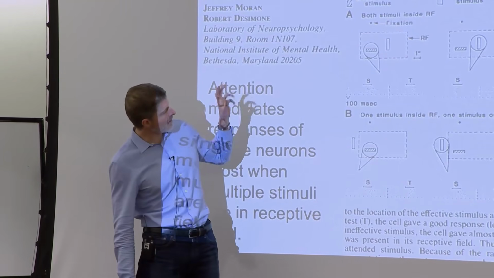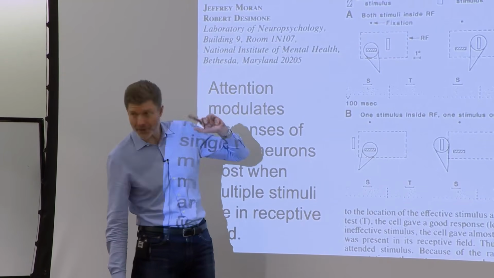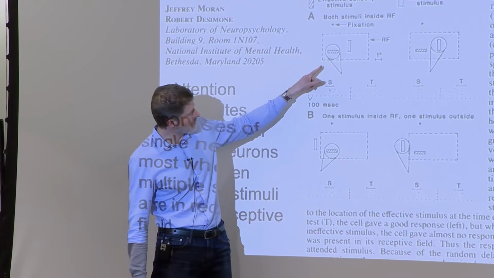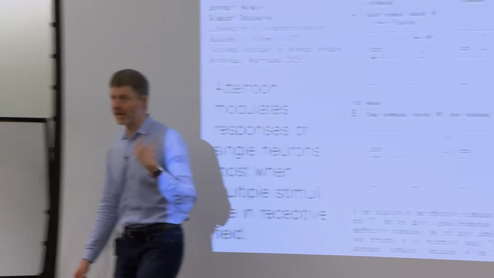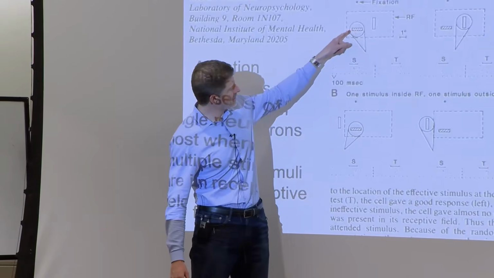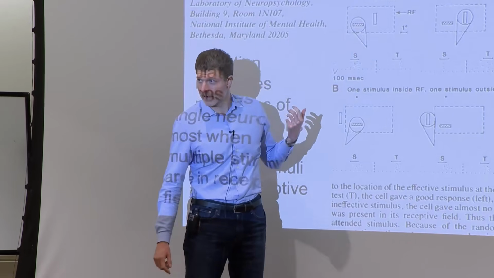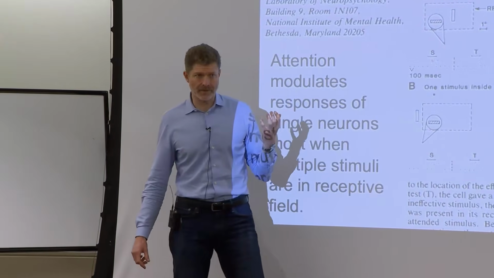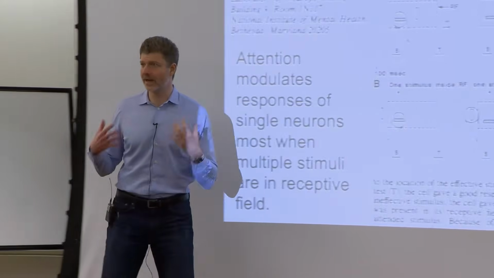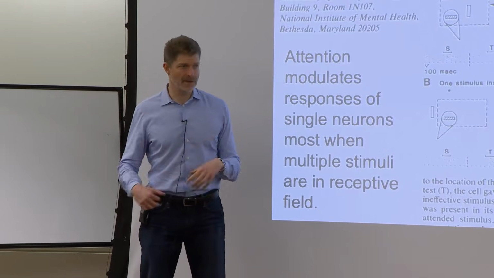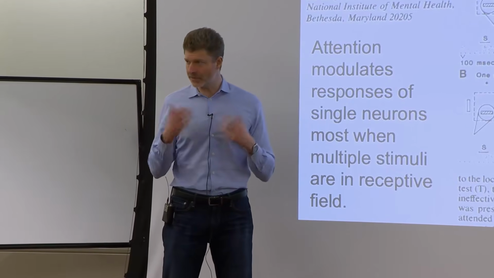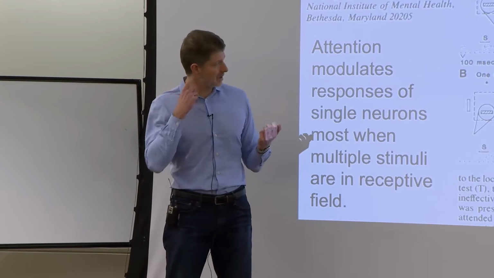And then the key manipulation here, so there's two key manipulations here. In this particular case, shown here at the top, what they're manipulating is which of the two stimuli the animal is attending to. Okay? So on one set of trials, this stimulus, the effective stimulus, is the one that the animal is going to have to perform the discrimination on. And on the other set of trials, it's the other stimulus, the ineffective stimulus, that they'll have to perform the discrimination on. Okay? So they're interested in what does this change in what you're paying attention to do to the response of this single neuron in the brain.